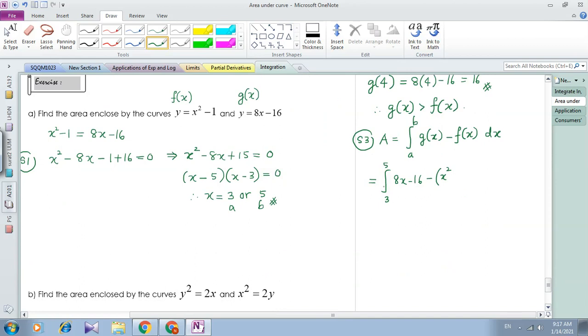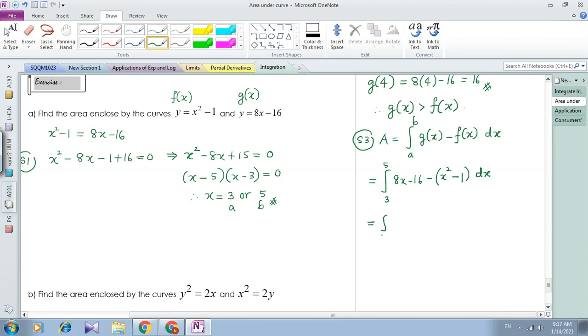And then let's write this is gx, and then minus fx. Fx is x squared minus 1. When we are dealing with a subtraction sign or a minus sign, we must write in brackets because it will affect all the values.